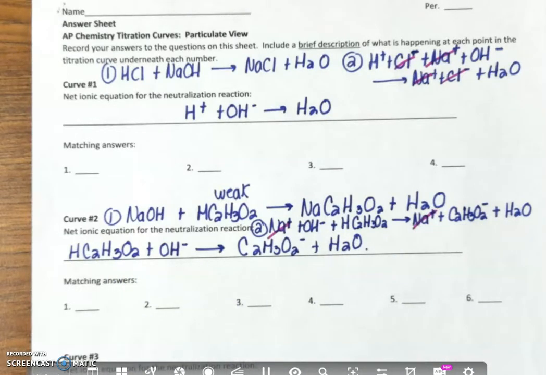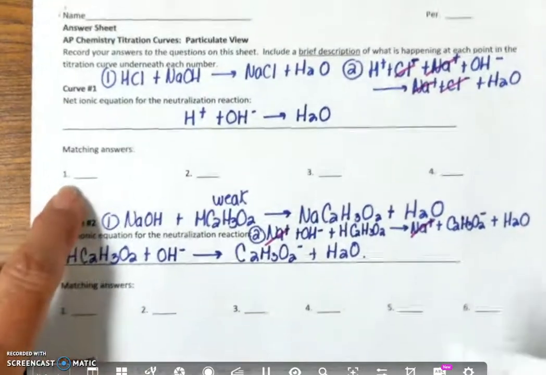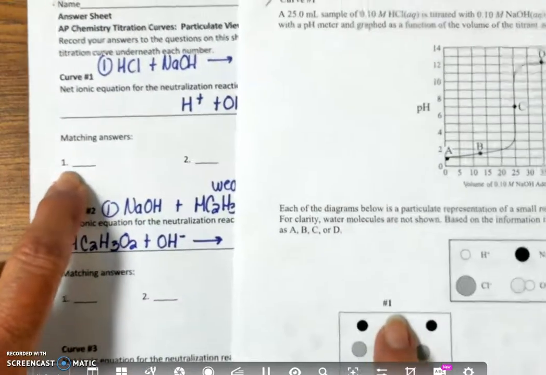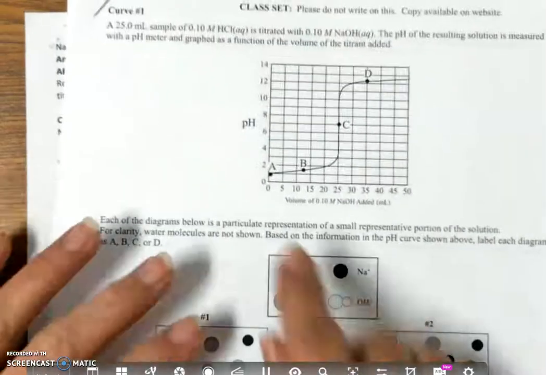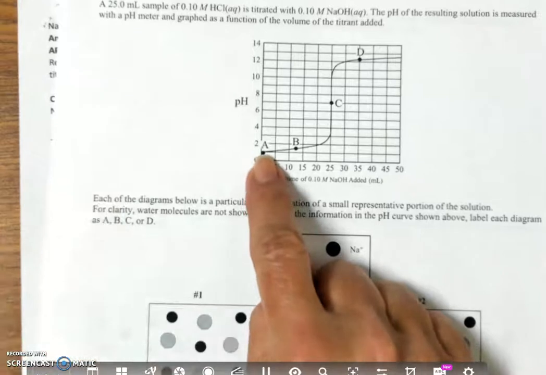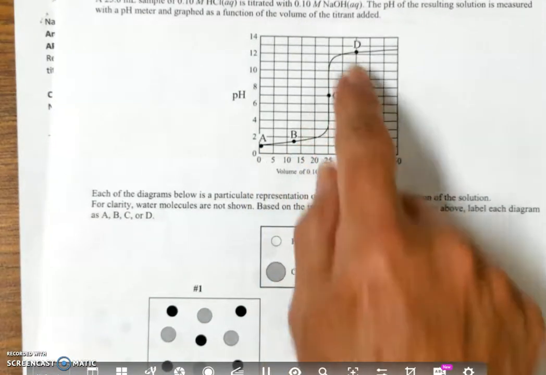Okay, so what are you going to do today? So if you notice, it's got numbers, and each number is associated with a particle diagram. And this is how I did it. I started here, and I just put the number of the picture that represented where I am on here, right?